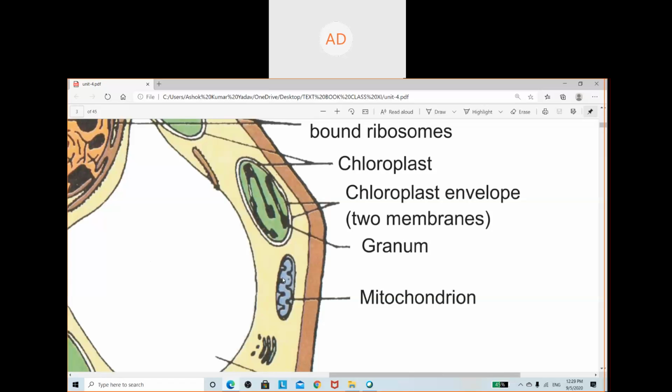Yes. So then the synthesis of ATP occur by the two process. One is photophosphorylation inside the chloroplast or mitochondria.